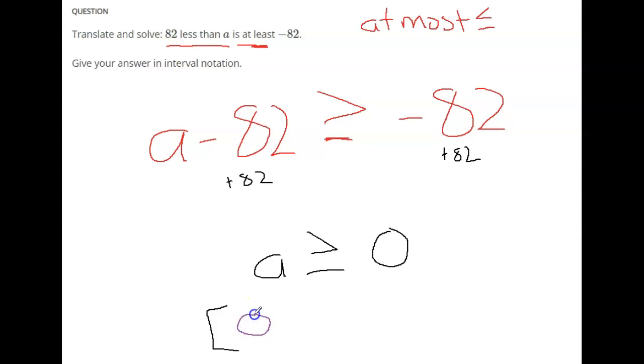So we use the bracket 0, and then anything greater than that, we can go all the way up to infinity to illustrate anything greater, and we always use a parentheses with infinity. 16 more than s, so more than something you're going to be adding. So s plus 16 would give you 16 more than s.